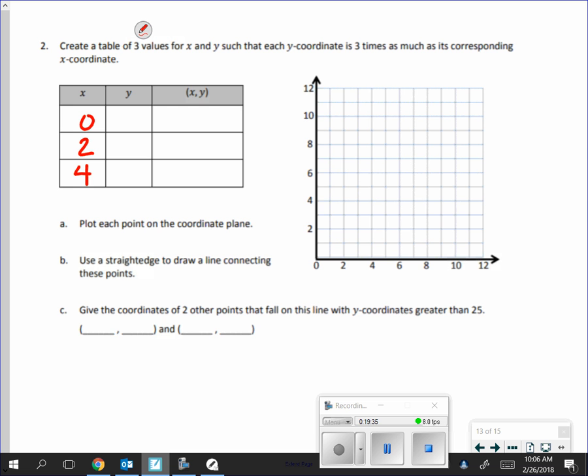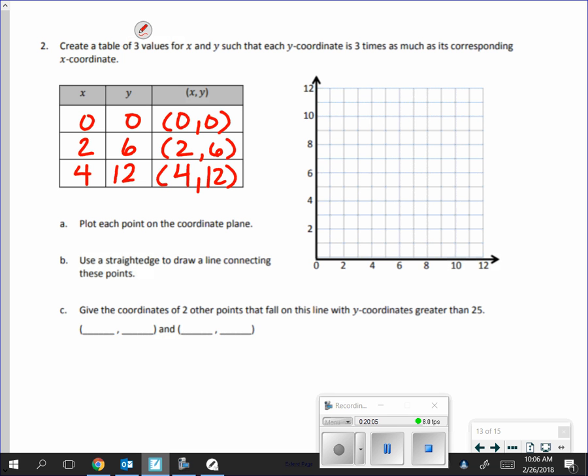3 times as much. So I know that I have to multiply by 3. So 0 times 3. So no matter what, that one's going to be at 0, 0 in my origin. 2 times 3, 6. 4 times 3, 12. So know your times there.